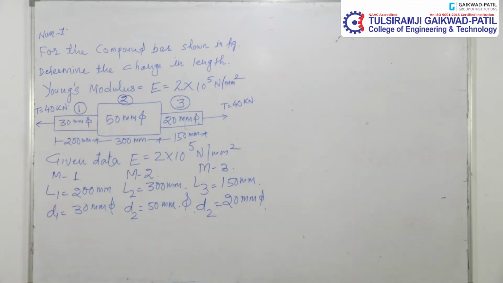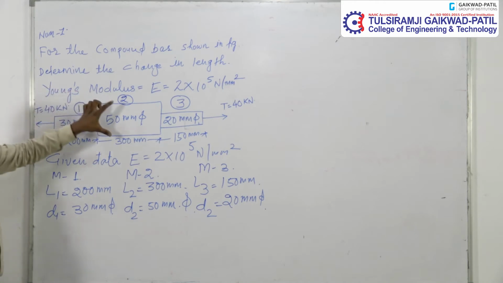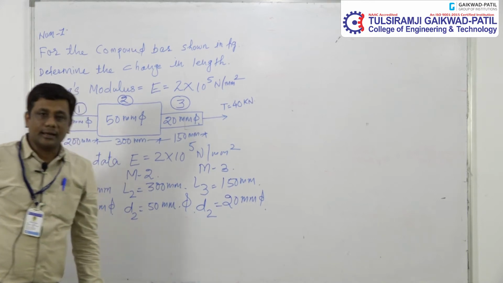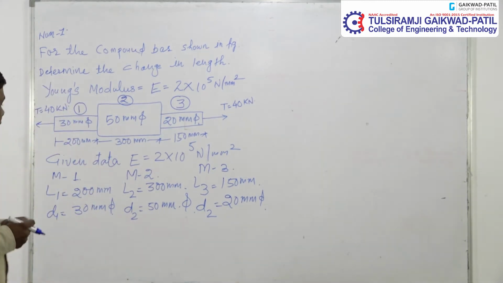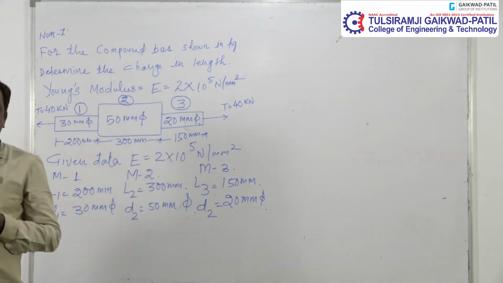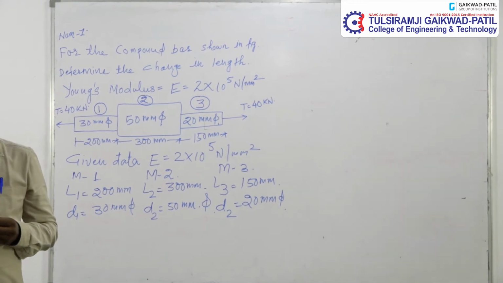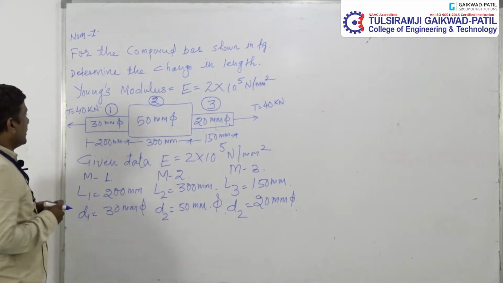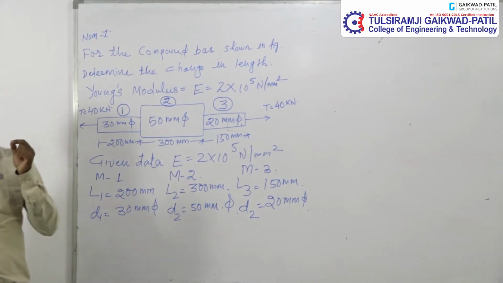So, from this figure and from this data, we can calculate the area for material number 1 as A1, for material number 2 as A2 and for material number 3 as A3. As the diameter is given, the area can be calculated by using the formula pi d square by 4. As per the mathematical formula, we calculate the area by using pi d square by 4.